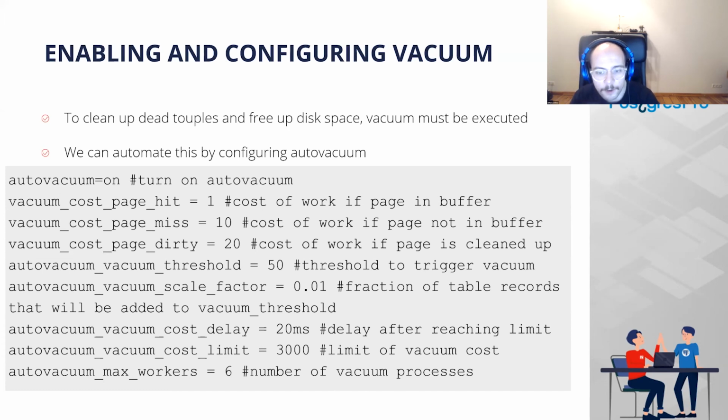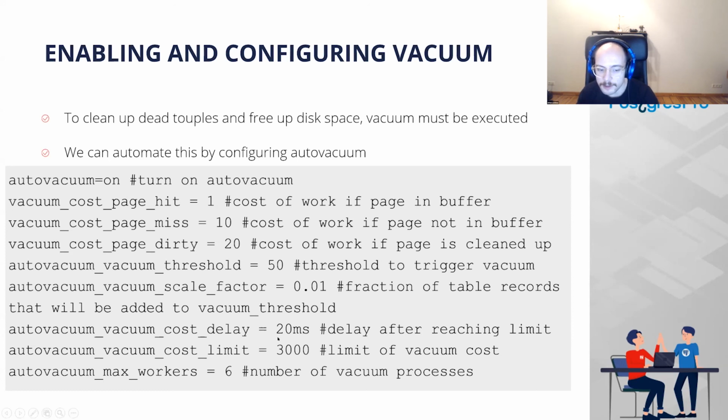Then we also have the vacuum threshold: after how many dead records, timed by a fraction of our total records, which is the scale factor over here. So some 50 plus 0.01 of your total records. After we have this many records that should be cleaned up, we will execute autovacuum by 6 workers. So 6 vacuum processes in parallel can do cleanup.